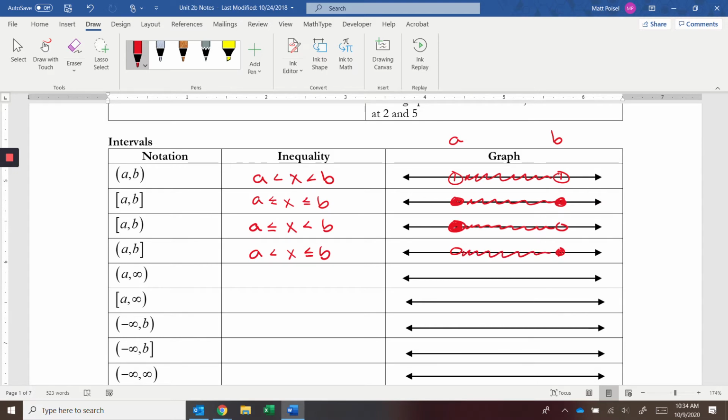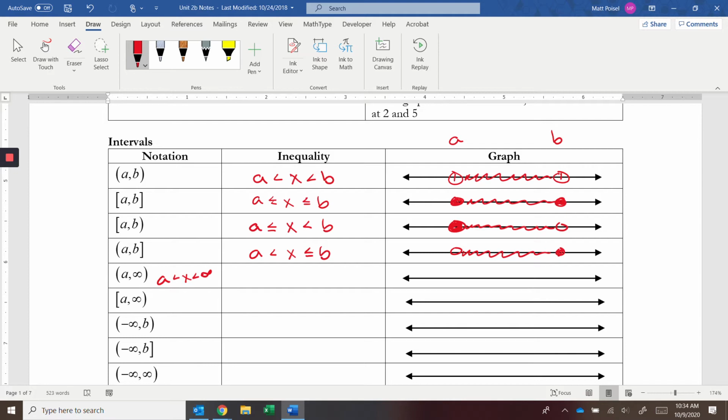All right, the next things. Now you see this infinity symbol. Infinity always has a parenthesis because it's impossible to include infinity as an endpoint. This one tells us we're going to go from A to infinity. Now, I don't like this notation here just because it doesn't really make sense.